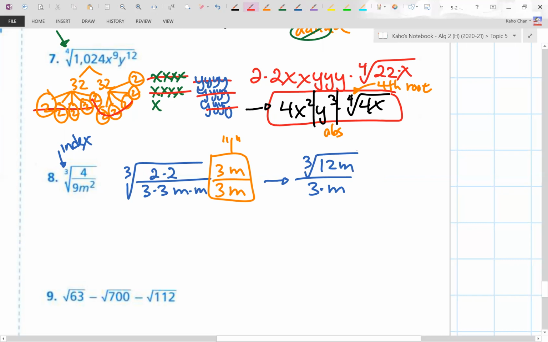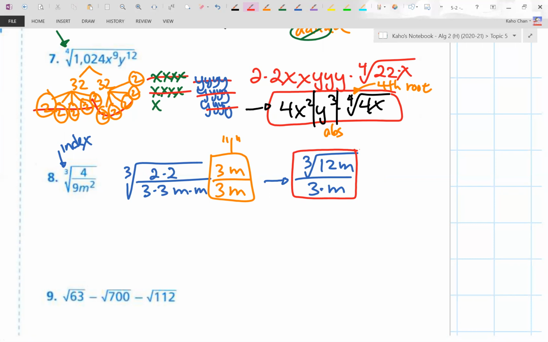And by the way, you cannot reduce across radicals. Don't be tempted to cancel those m's. One's on the inside, one's on the outside. And so is the thought for 12 and 3. They cannot be reduced that way either.